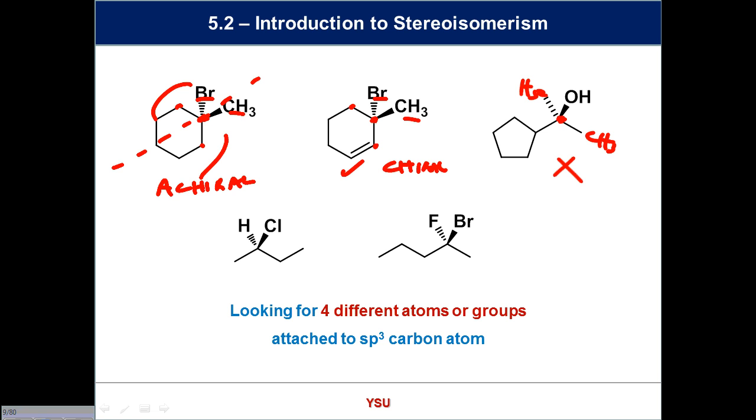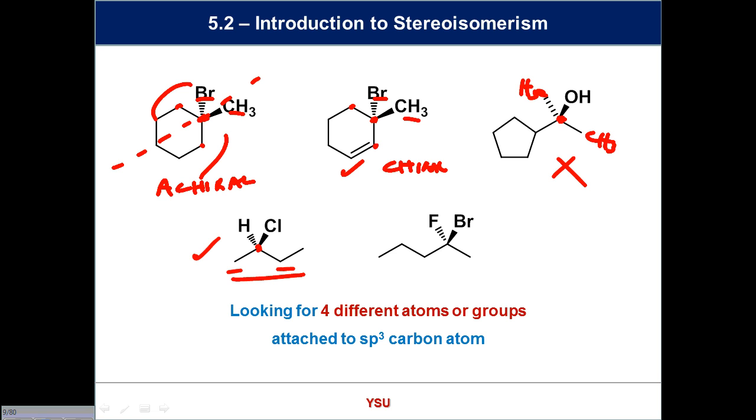Down at the bottom, these are very simple systems, folks. By next week, we're into very, very big molecules. There's a carbon. I have a chlorine, a hydrogen, a CH3, and I have an ethyl group attached. Yes or no? Yes, that is a chiral center. That molecule is asymmetric. That thing is said to be chiral.